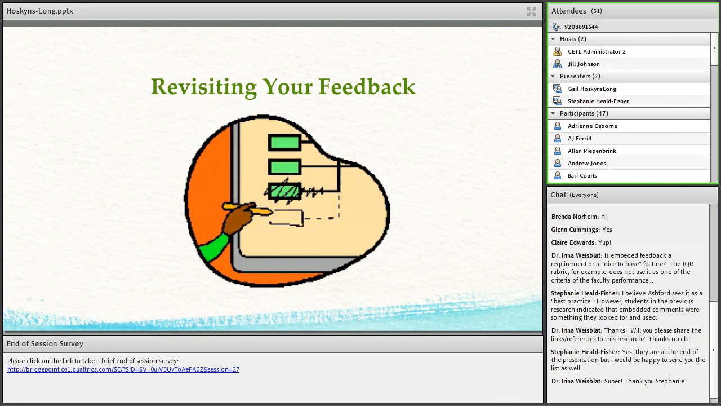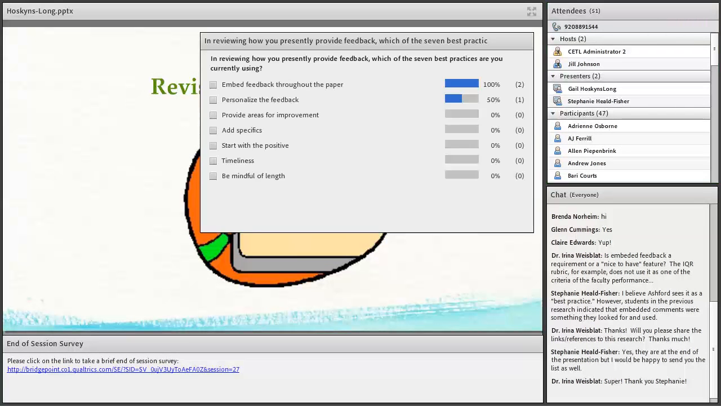In the first poll, what we'd like you to do is think about the notes you made when I asked you to think about what it is you do to give feedback. So in reviewing how you presently provide that feedback, which of the 7 best practices are you currently using? And you can mark more than one. So if you're using more than one, which would be great, you can mark more than one.